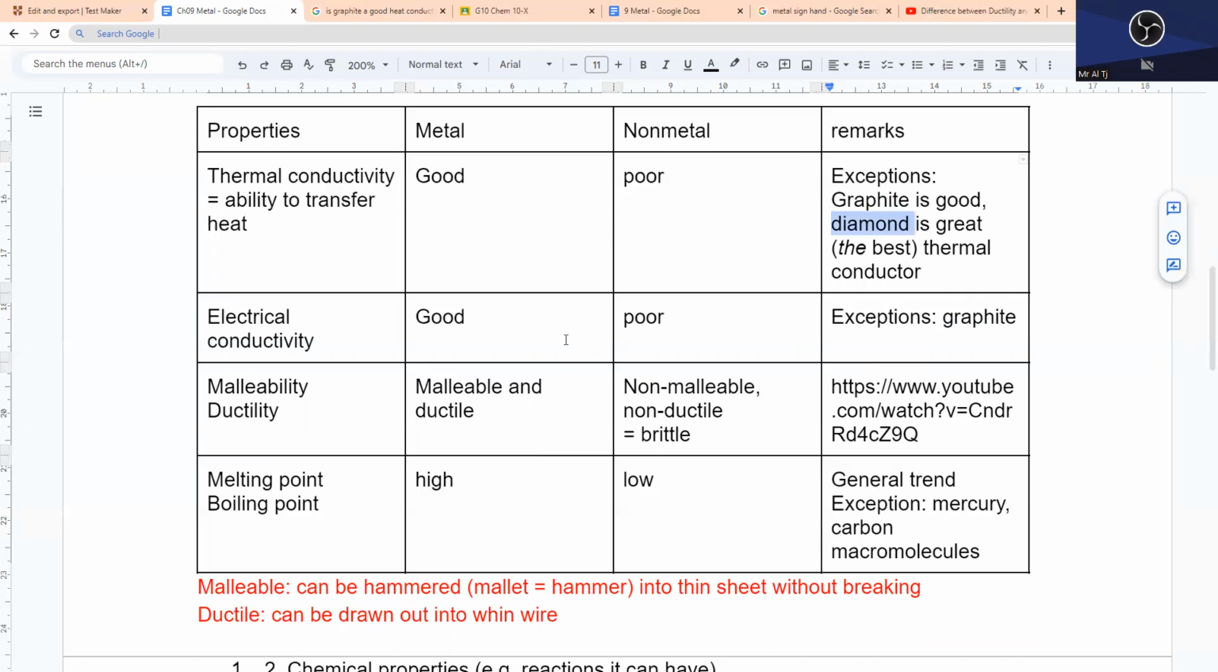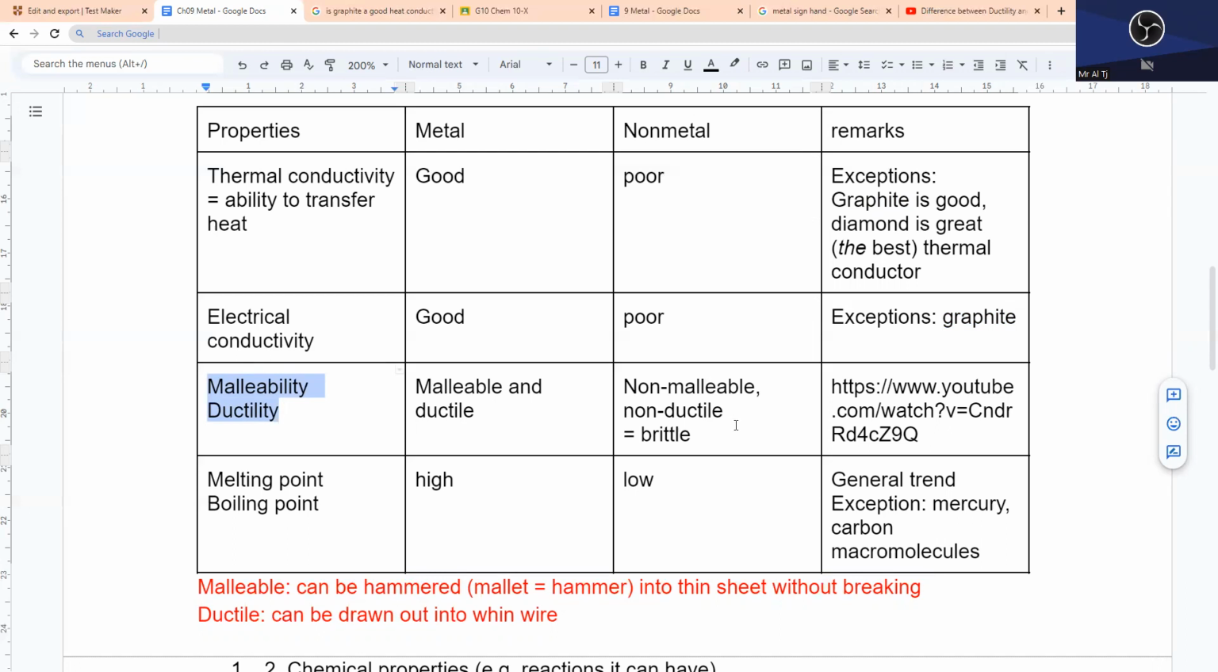Now the next properties we're going to have are malleability and ductility. What do malleable and ductile mean? You can see them here, but it's not in the syllabus, so we don't need to go too much into that. We need to know that metal is malleable and ductile. In short, malleability and ductility mean the ability to be deformed. So we can deform them with physical stress without breaking.